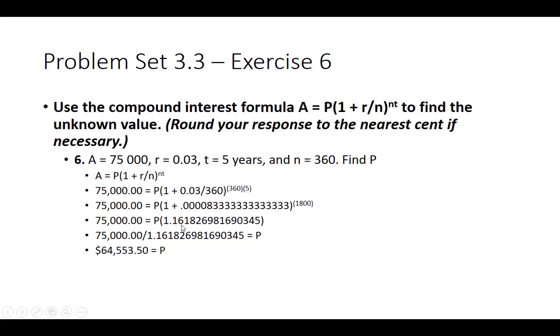And you get 1.161826981690345, probably some more digits. Keep as many as you can. Either write that down or store the value in your calculator, because our next step is to divide both sides by that number to get P by itself. 75,000 divided by that string, rounded to the nearest cent, is $64,553.50.